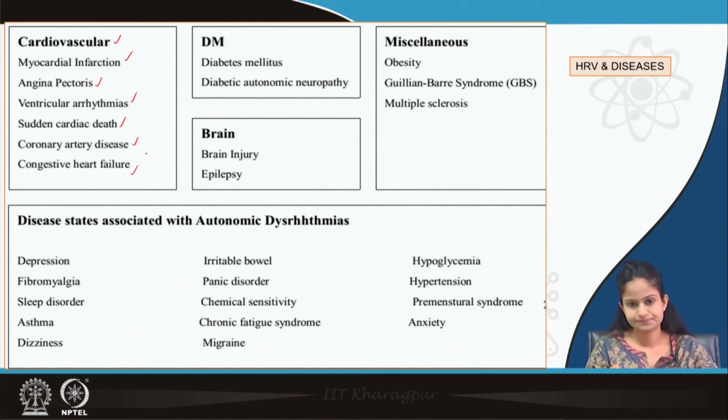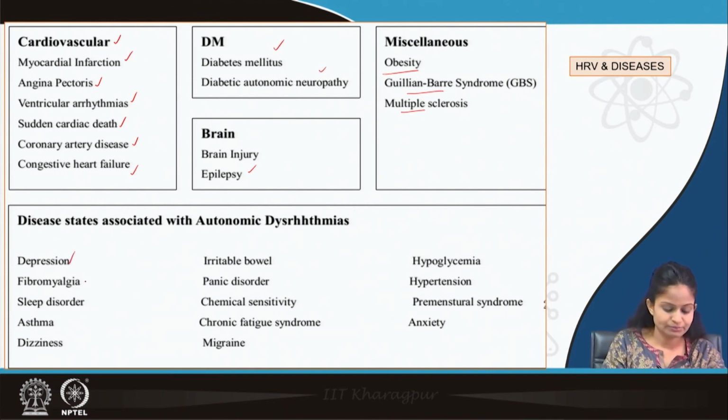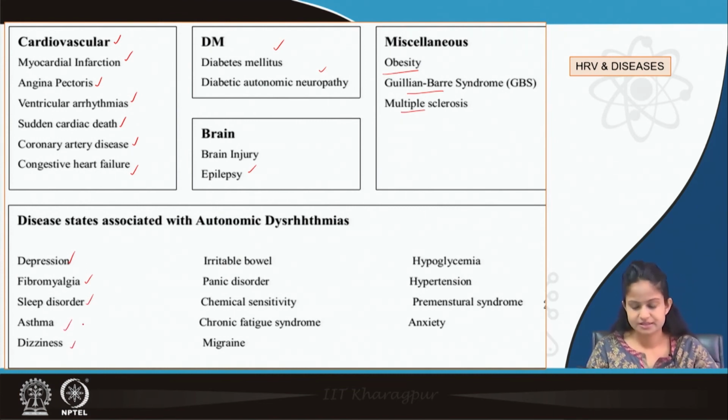have congestive heart failure. Then autonomic neuropathy, we have diabetes mellitus, diabetic autonomic neuropathy, brain injury, epilepsy, obesity, multiple sclerosis, Guillain-Barré syndrome. Then diseases which are solely associated with autonomic dysrhythmias, that is depression, fibromyalgia, various sleep disorders, asthma, dizziness. Dizziness here means actually orthostatic hypotension, syncope we talk about, irritable bowel syndrome, panic disorder, chemical sensitivity, chronic fatigue syndrome, migraine, hypoglycemia, hypertension, premenstrual syndrome and anxiety.